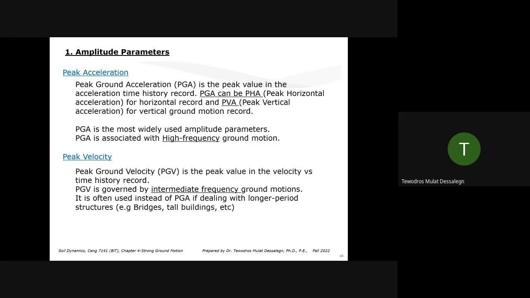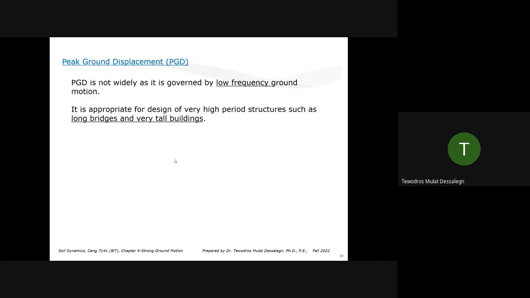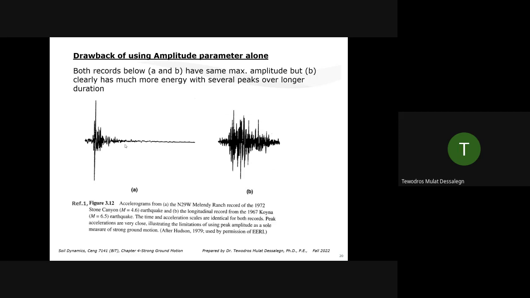So amplitude parameters is just the peak acceleration, PGA, and for velocities, the peak velocity. You can go through the rest of the write-up. Same is true for displacement. And the drawback of using amplitude parameter alone: when we apply it, we want to fully describe all motion.